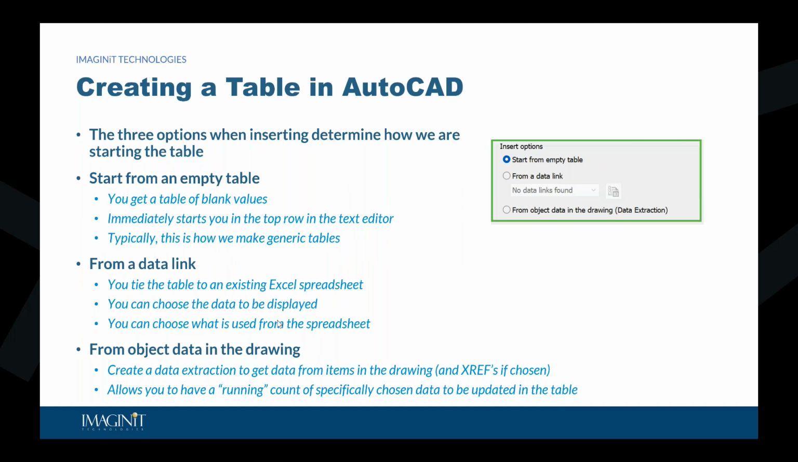And create object data from the drawing. So you can create a data extraction table to get data from items in the drawing and XREFs if you so choose. This allows you to have a running count of specifically chosen data to be updated in the table, i.e. if you want to create a data extraction to count the number of blocks of a specific name, you can do that. Again, I'm not going to cover that in this one. That may be a future webinar. Maybe I'll cover that in December.